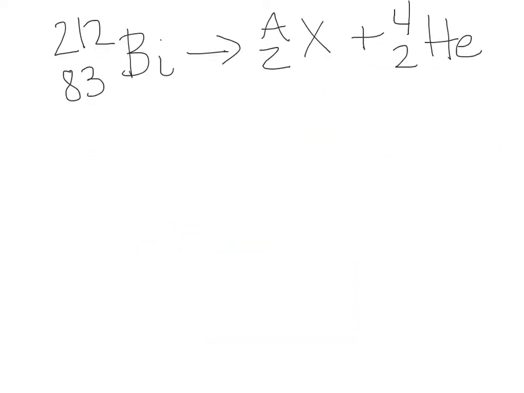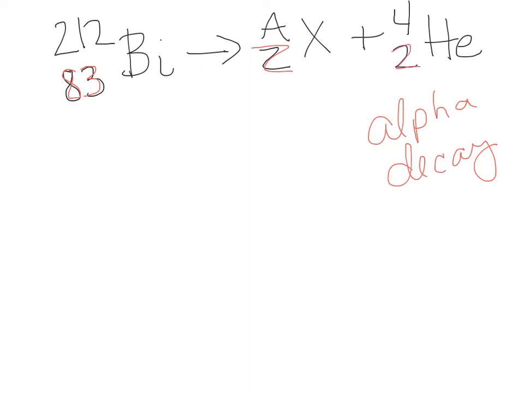You have bismuth decays to form a mystery element and an alpha particle. So what kind of decay is this, alpha or beta? Alpha decay. Now your atomic numbers again, follow them all the way through. 83, Z, and 2. 83 equals Z plus 2. Subtract 2 from both sides. You're left with 81 equals Z. Now what?